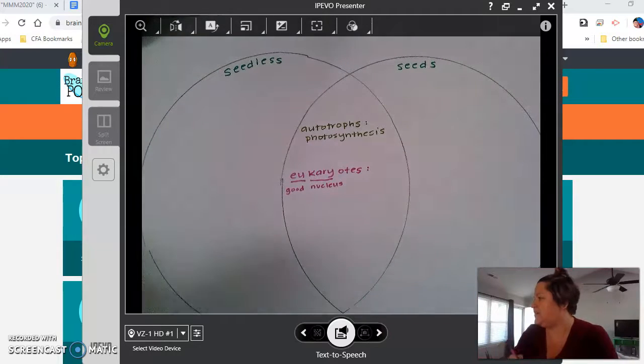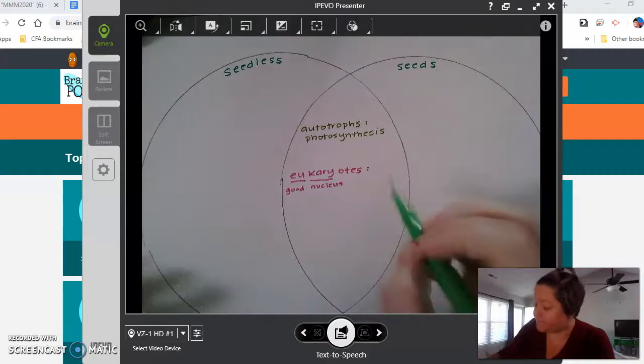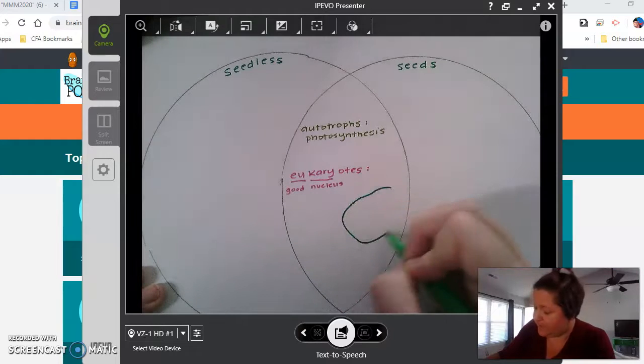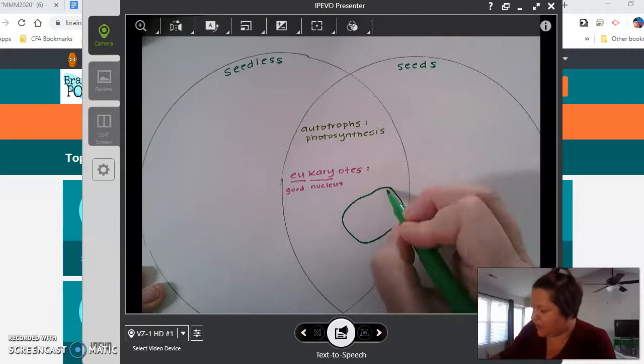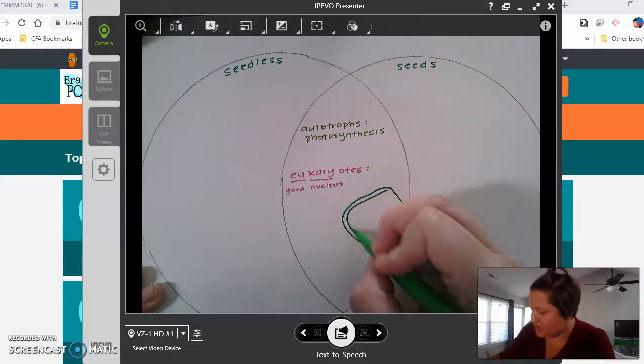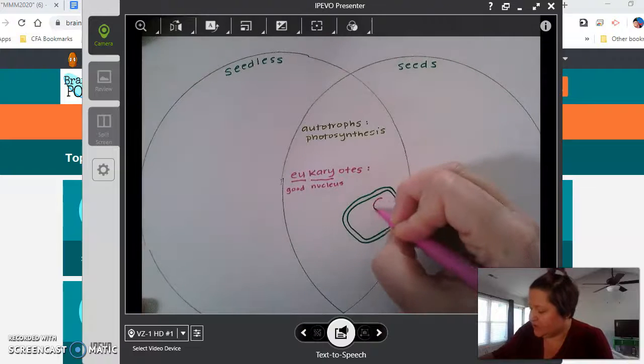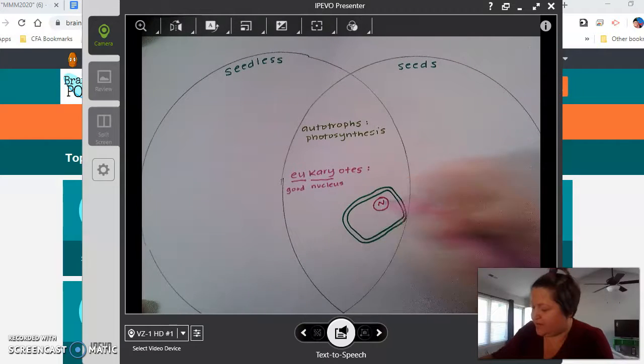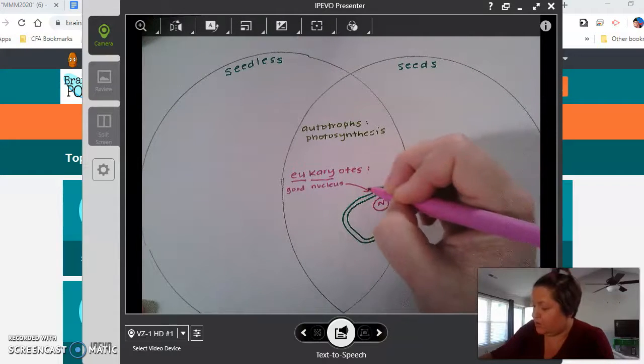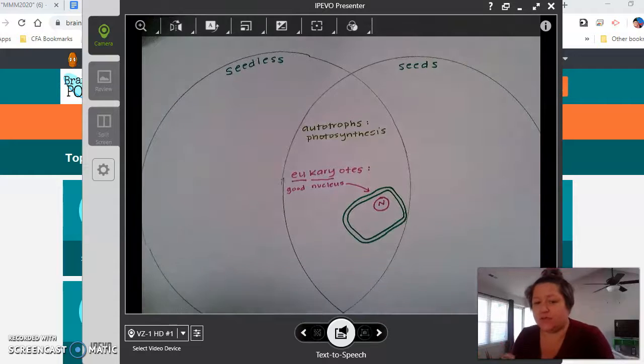So if you were to sketch out a little plant cell here, plant cells tend to have more of a square-ish, rectangular-ish shape. Nucleus tends to be a pretty big organelle. So I'm going to draw it here. It's usually circular. I'm going to put a big N in it for nucleus. So all plant cells have a nucleus that is going to control their actions.